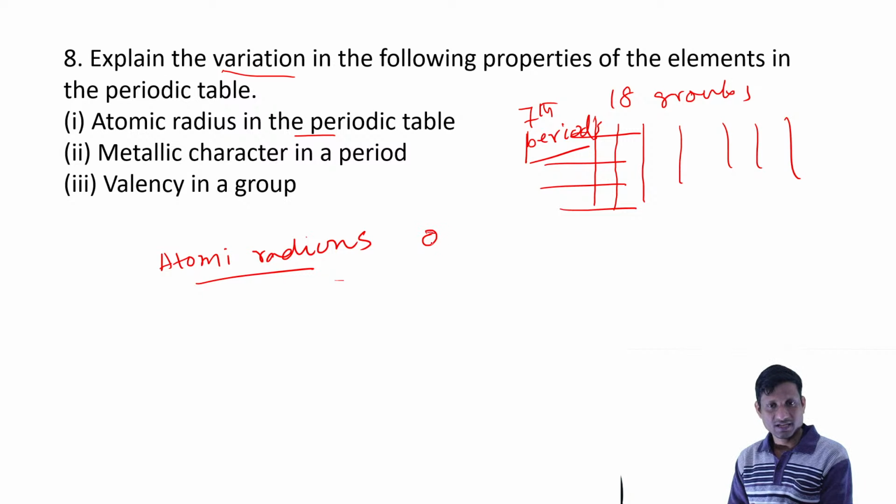If you remember, we arrange the elements according to their atomic mass, and then in the modern table, according to atomic number. So the number of protons increases when you go from left to right in the periodic table, and because of the effective nuclear charge, the size keeps getting smaller. So size decreases when we move from left to right.